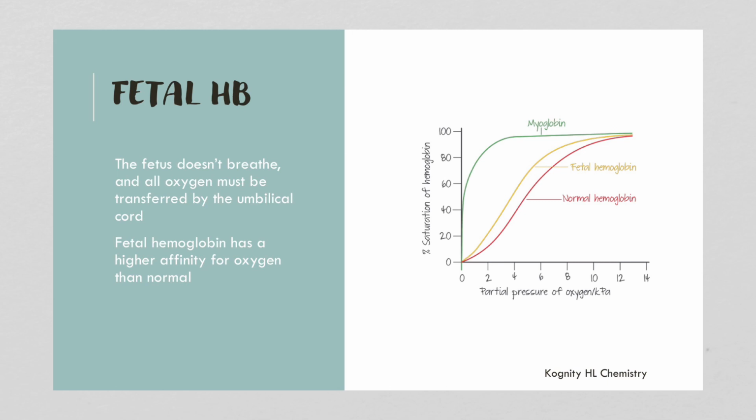And fetal hemoglobin has a higher affinity for oxygen than normal. That's helpful because we need to be able to deliver oxygen easily to the developing fetus, and it doesn't want to have any challenges. So it actually binds oxygen more readily than even the regular hemoglobin. And all of the fetal hemoglobin gets replaced by normal hemoglobin a few months after the baby is born. So it still will have some fetal hemoglobin, but it all gets replaced by normal hemoglobin.